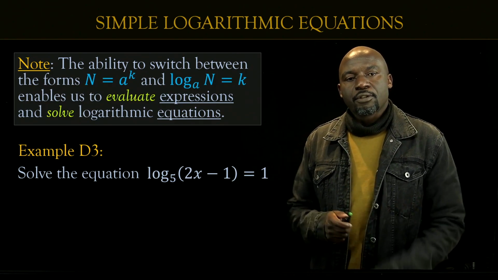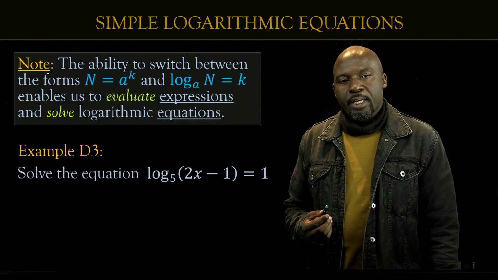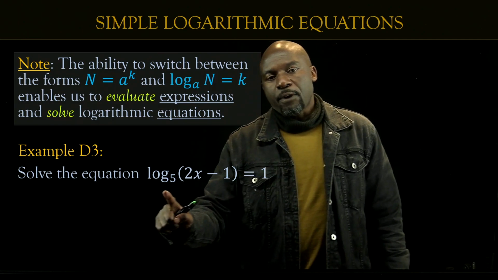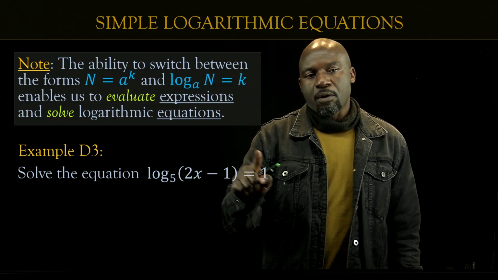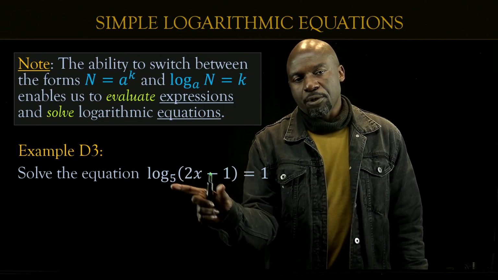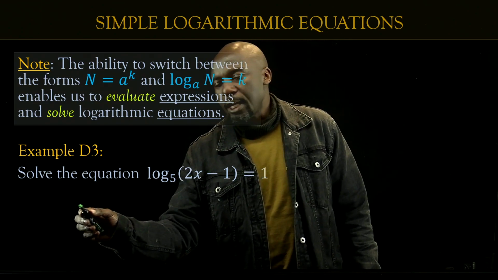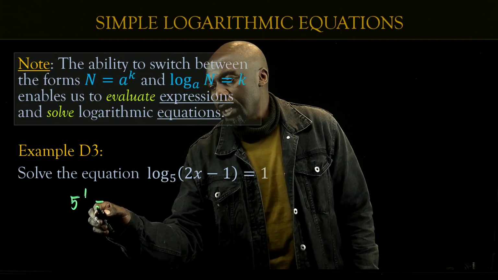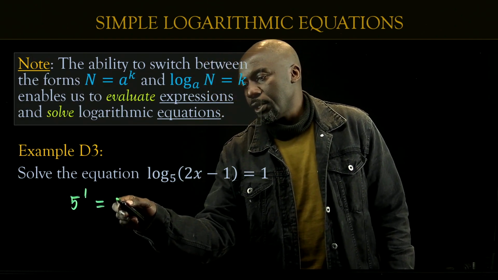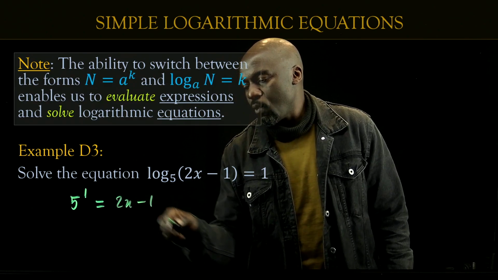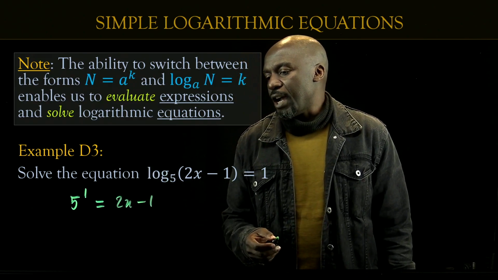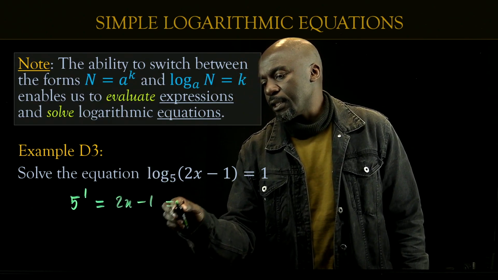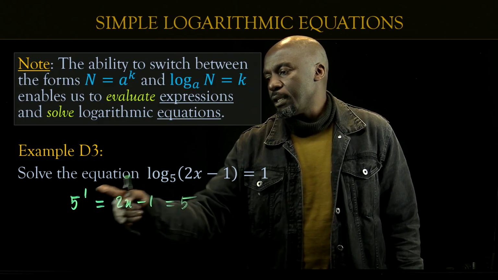So assuming you've done so, we are doing exactly the same thing. So 5 to the power of 1 must be equal to that bracket. So we can write here 5 to the power of 1 must be equal to 2x minus 1. 5 to the power of 1 is just 5, so I can write that as equal to 5, right?